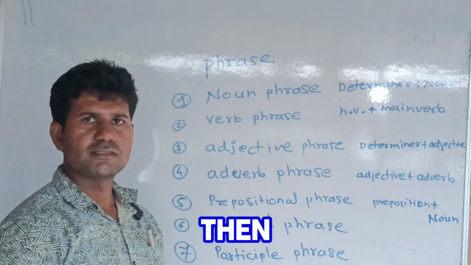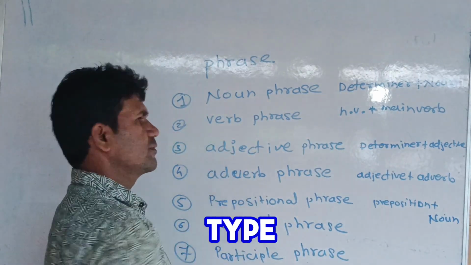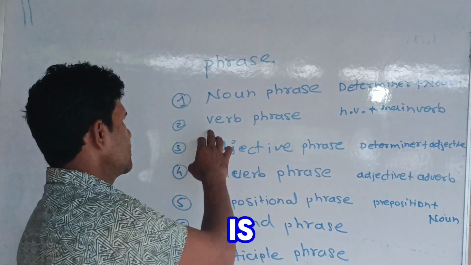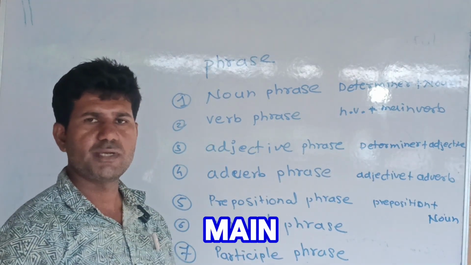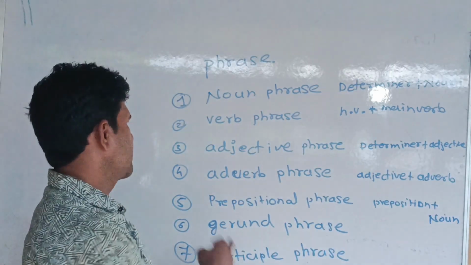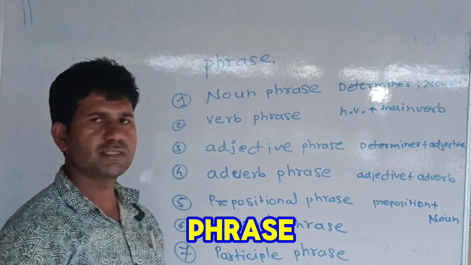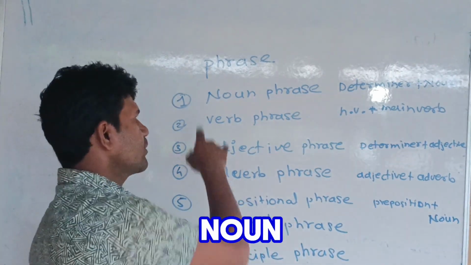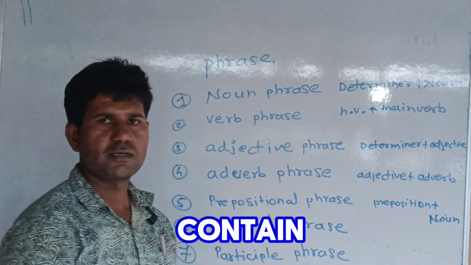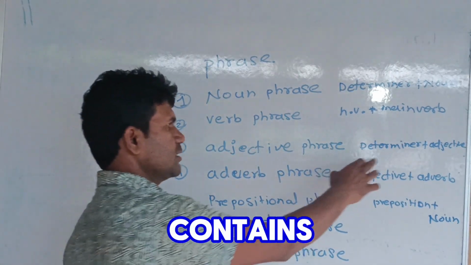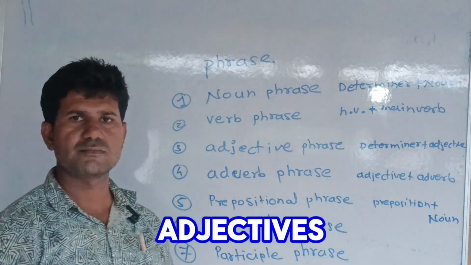Then the second type that we have seen is verb phrase. It contains a helping verb and a main verb. Then adjective phrase. Adjective phrase and noun phrase are quite similar. It doesn't contain a noun part, but it contains a determiner and adjectives.